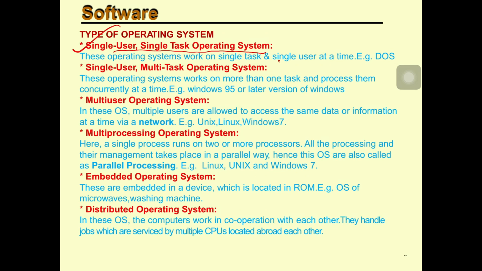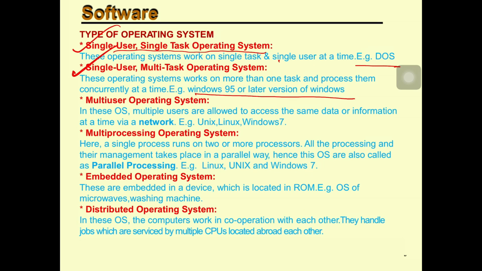Next is the second, single user multitask operating system. In a single user multitask operating system, multiple tasks can be done on this operating system, but the user is only one. We can perform multiple tasks simultaneously. An example of a single user single task operating system was DOS. An example of a single user multitask operating system was Windows 95 or later versions of Windows. This is the operating system due to which we can complete our work and simultaneously listen to or play music, etc.